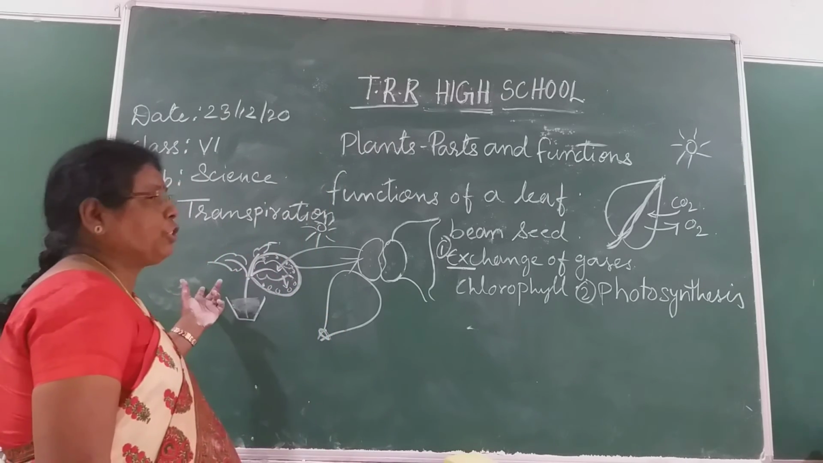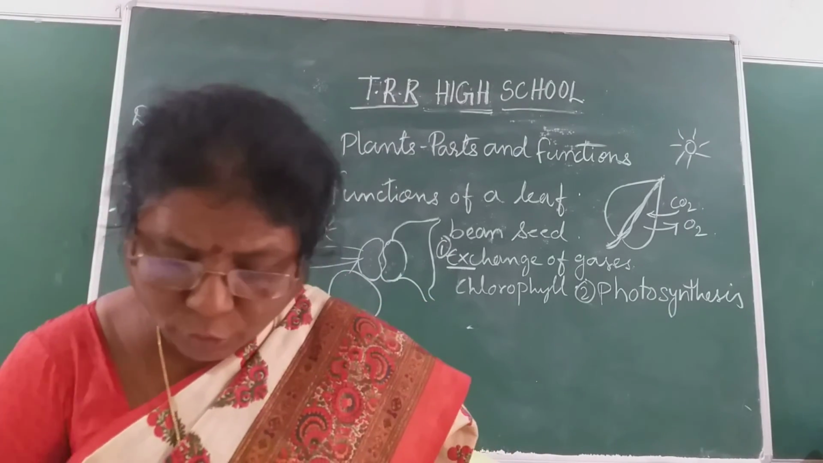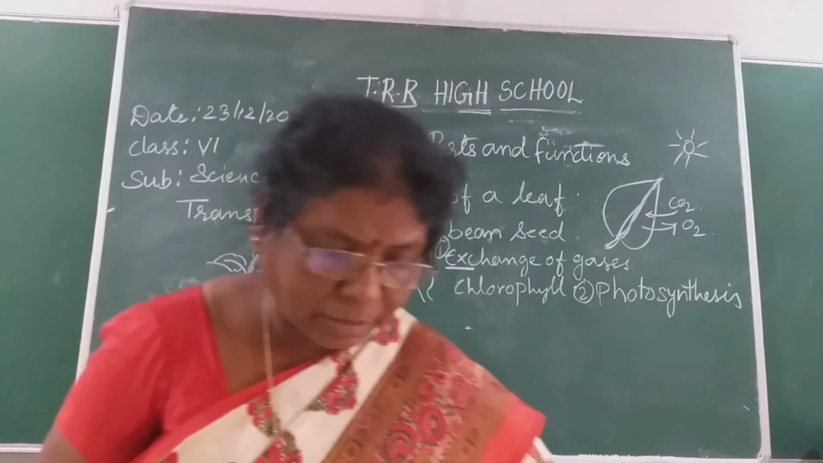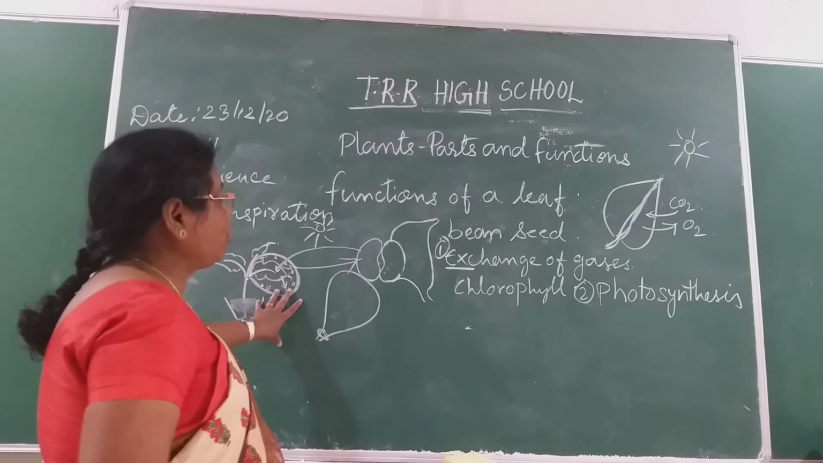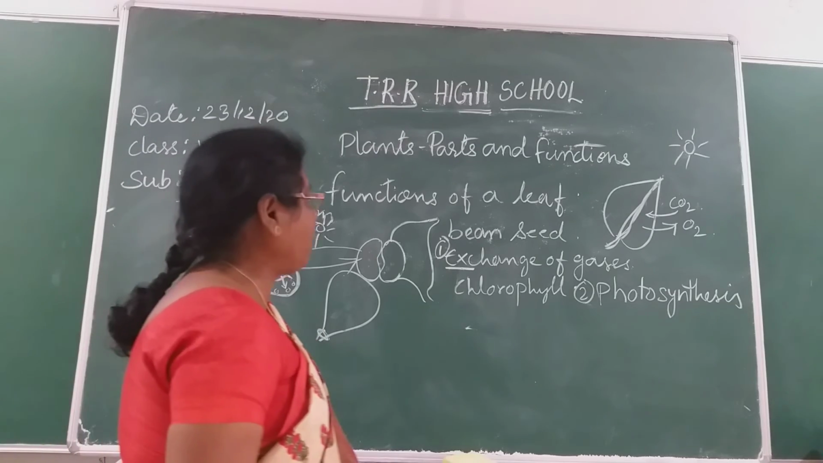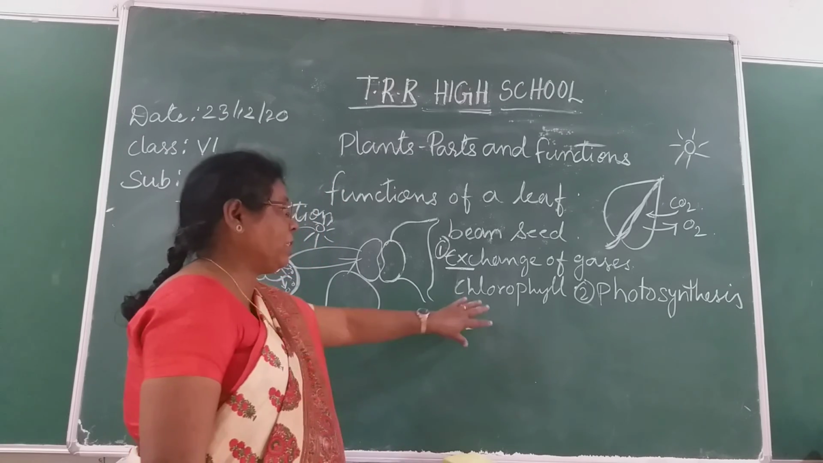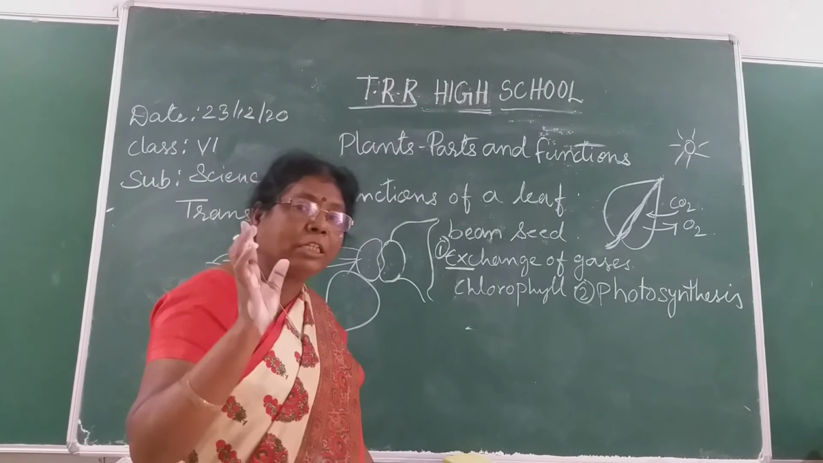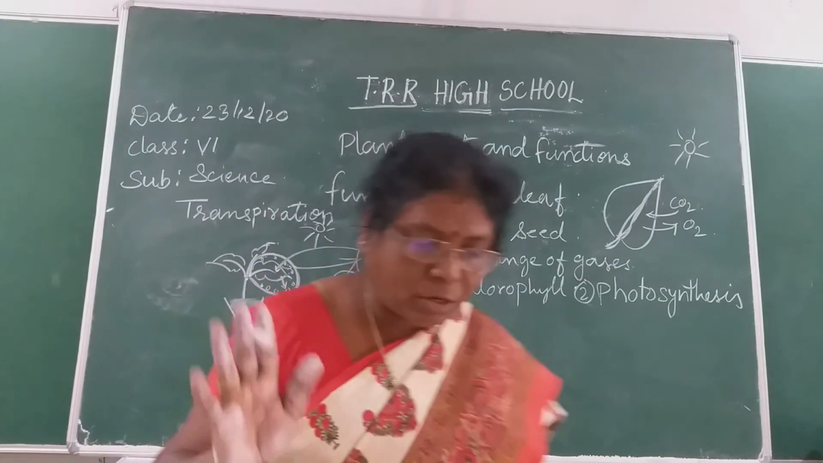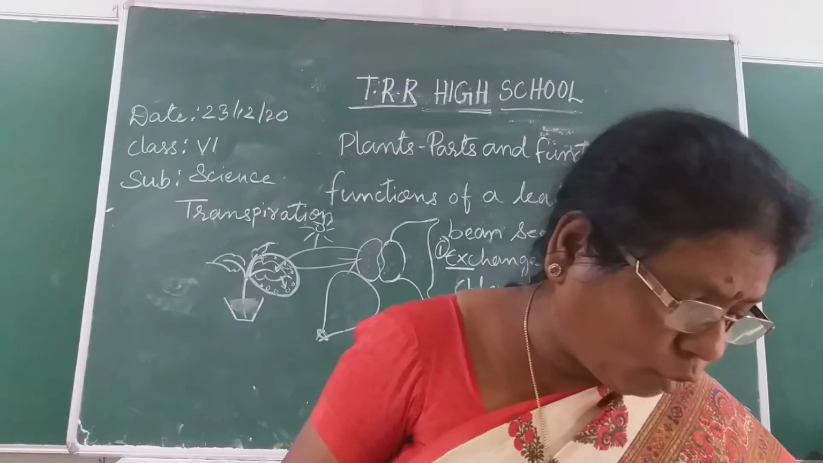Next is transpiration. So, understood this activity, children? Everyone understood? Next, coming to the stem, which provides support to the plant. This you are going to study in the next class. So here you have seen the functions of a leaf. It is very important to remember this. It is called the kitchen factory, and it is green in color due to the presence of chlorophyll pigment. Only in the green part of the leaf does photosynthesis take place.